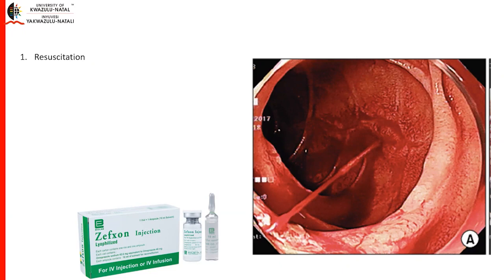There's a clue at the bottom here. This is a PPI. It's a generic name. I don't know if this is even available, but if you can read here, it actually says omeprazole, right? So resuscitation, then the IV PPI, and we can also give them a prokinetic agent, metoclopramide as well. The most important part, especially in the acute phase, is that IV PPI therapy.